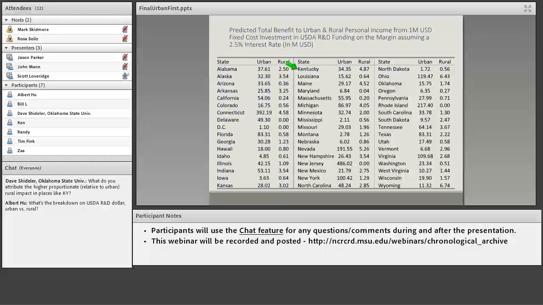And then Albert says, what's the breakdown on USDA R&D dollar, urban versus rural? And I don't think we have that in our data. Did you look at that, John? Yeah, unfortunately, we don't really have good flows of which USDA R&D dollars are flowing to urban areas versus rural areas. I think Jason will also touch on that just a little bit. Yeah, so the NSF site just has it broken down by state. That's right. Yeah.